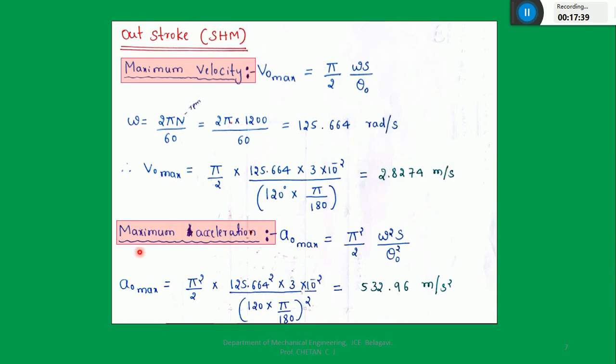After that, similarly, I'll use the formula A naught max, which is nothing but the maximum acceleration during the outstroke. You can see here both the formulas for outstroke: V naught, A naught. Again, use the same formula. You just substitute the values of omega, s and theta naught. You'll get A naught max as 532.96 meter per second square.